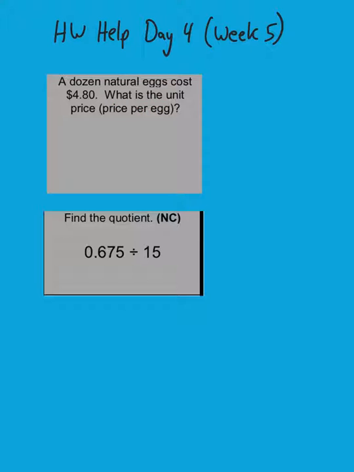Well, first you got to know how many eggs are in a dozen, and I'm hoping in 6th grade you know that's 12. So I'm going to set this one up as equivalent ratios. So remember, money first. It's $4.80 for 12 eggs. Now, we want to find the price per egg. So we want to find what one egg cost. So to do that, divide 12 by itself to get the one egg, and divide the money amount by 12. And if you do that, you should get 40 cents per egg. So that's the unit price.